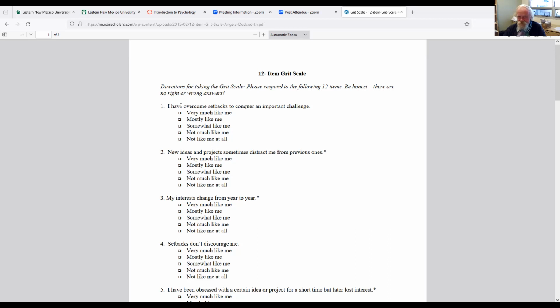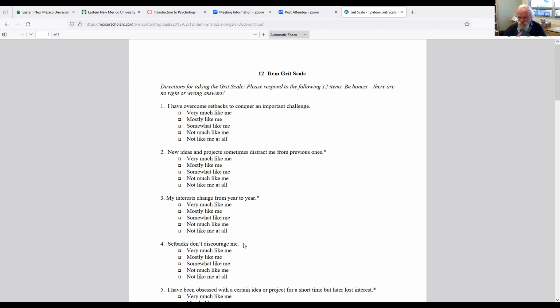So the first item says, I have overcome setbacks to conquer an important challenge. And then people rate that. New ideas and projects sometimes distract me from previous ones. That looks like a reversed item, doesn't it? Okay, and you remember about reversed items that we would reverse score the answer on that. My interests change from year to year. That's also a reversed item, and that's why there's an asterisk after those 2 items, right? And you answer that and then reverse the score.